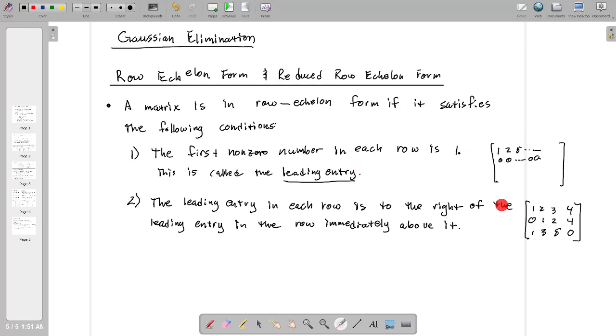Now the second property it does not fit, because this leading entry is not to the right of the row immediately above it. Immediately above it, we have a 1 in the second column. Because the leading entry of the second row is in the second column, the leading entry of the third row needs to be in the third or fourth column. It cannot be in the first or second column.